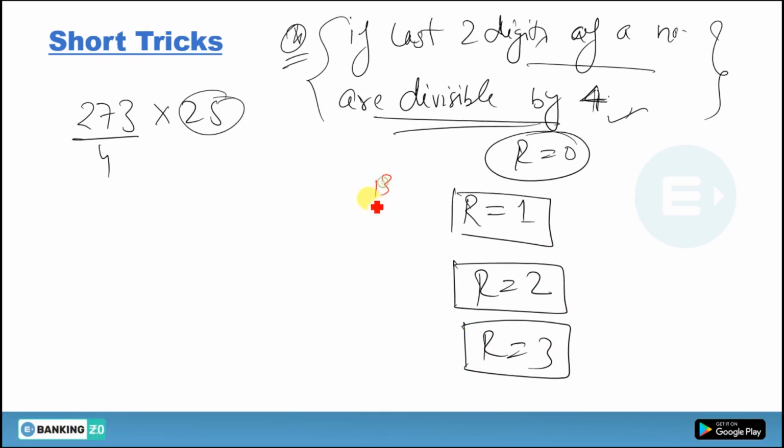If you divide 13 by 4, what are you getting? You are getting remainder 1. If you divide 14 by 4, what are you getting? You are getting remainder 2. If you divide 15 by 4, what are you getting? You are getting remainder 3.